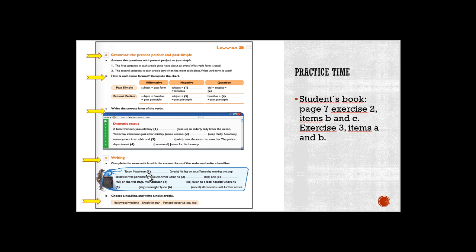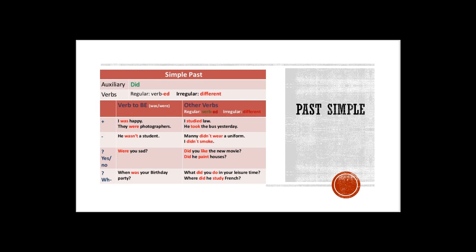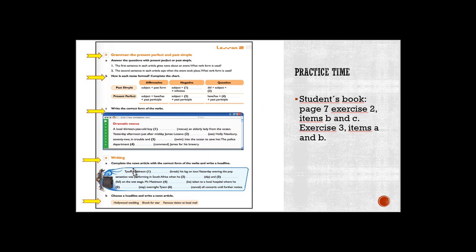It says complete the news article with the correct form of the verbs and write a headline. It means, again, based on the theory of the present perfect and the past simple, we have to complete this news article. And finally, in item B, you have to pick one of these headlines to grant a headline for this news article. Okay.